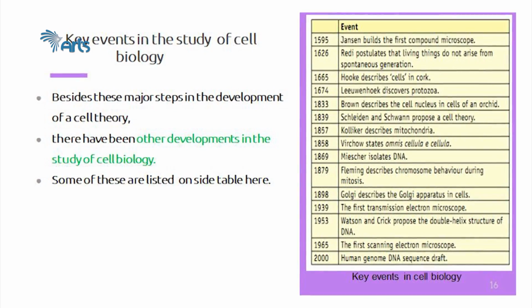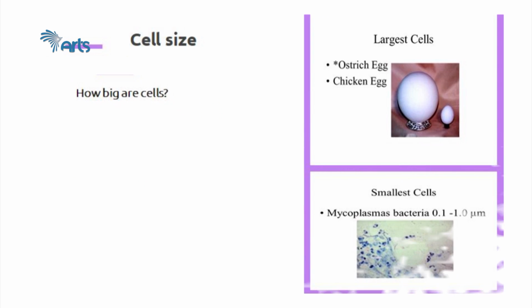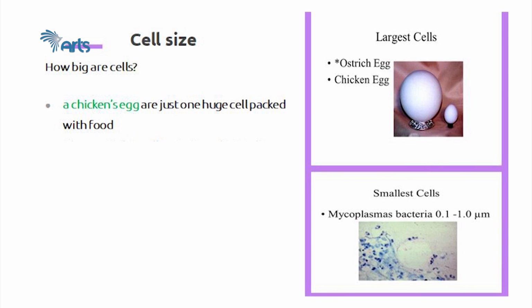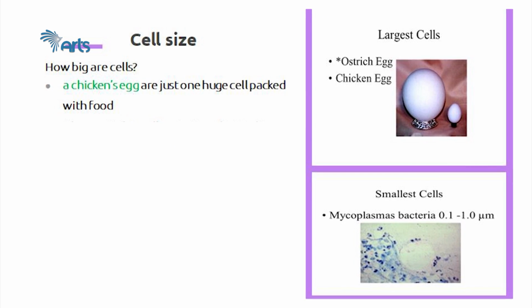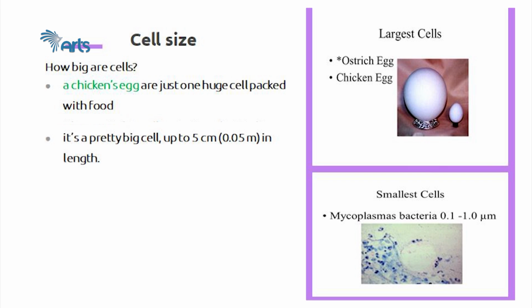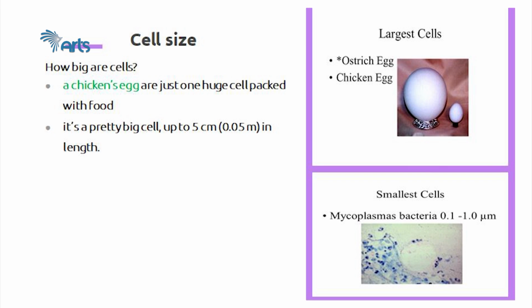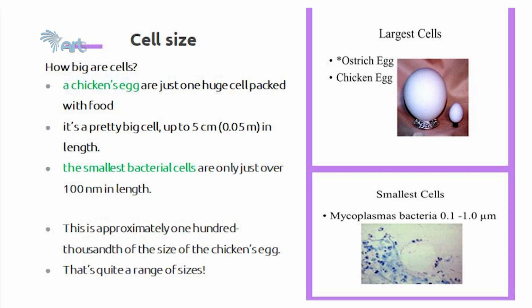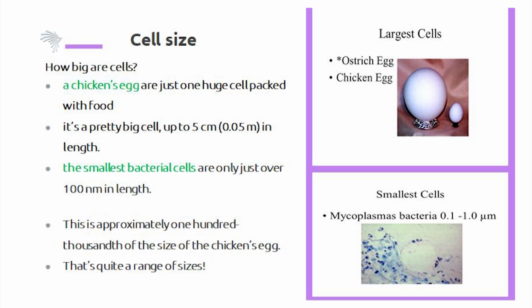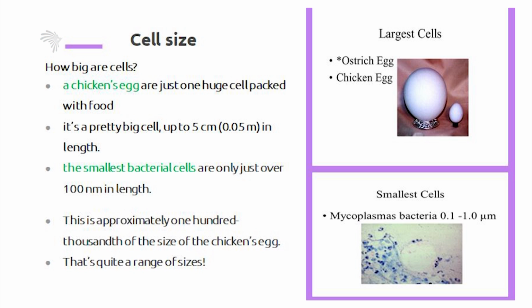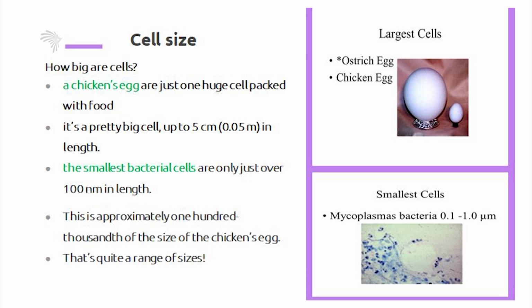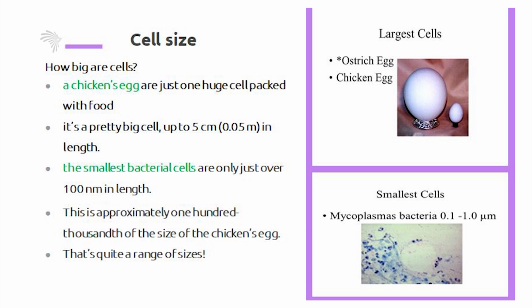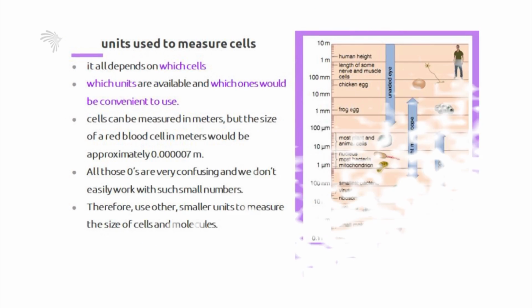Now we proceed with our discussion to cell size. How big are cells? A chicken's egg is just one huge cell packed with food. It is a pretty big cell, up to 5 centimeters or 0.05 meters in length. The smallest bacterial cells are only just over 100 nanometers in length. This is approximately one 100,000th of the size of the chicken's egg. That is quite a range of sizes. So cells range from that of the ostrich or hen eggs to that of bacteria, the minute structures, the smallest cells.